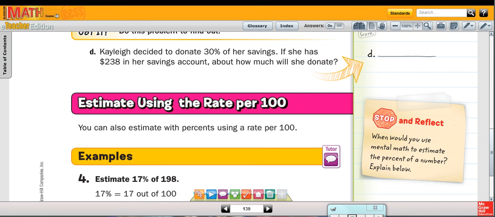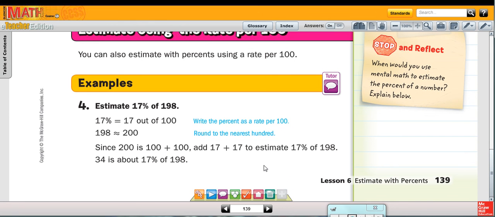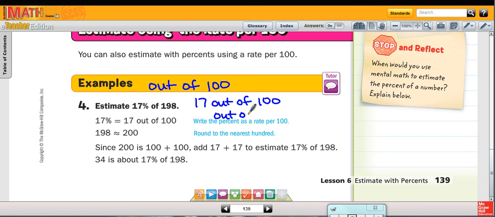Okay, here's the last little thing. This is rate per 100. It says estimate 17% of 198. Well, every percent means out of 100, right? So when we see 17%, this means 17 out of 100, right? So what if this was out of 200? What would we have to do? Double it.